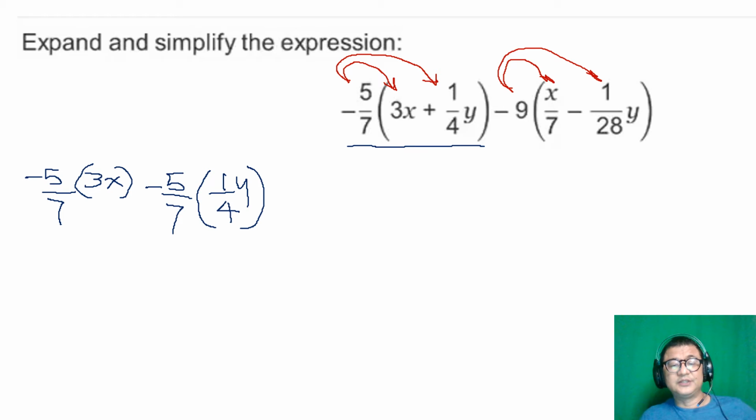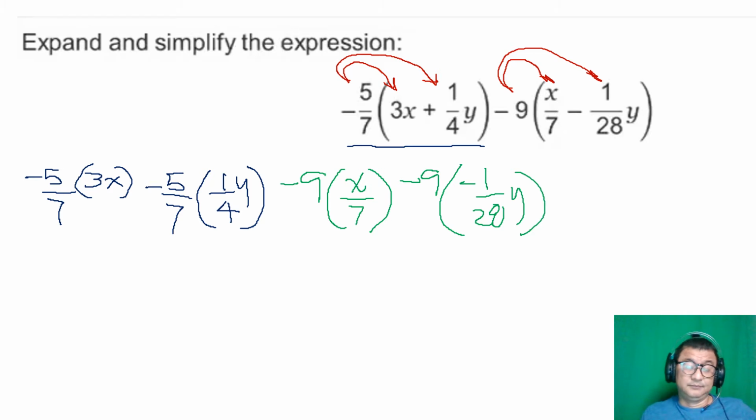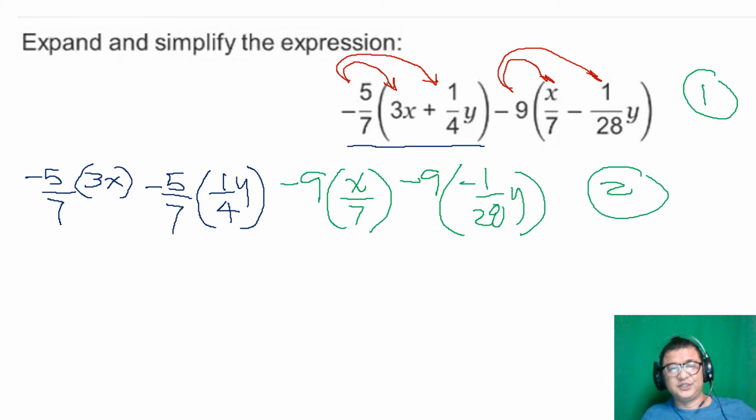All right. So, and on the next part, let me use my green. Negative 9 times what? X over 7. And then negative 9 will be multiplied by what? Negative 1 over 28y. See? First expression is now expanded. See? Definitely it's longer. This is the original expression. This is the second expression.